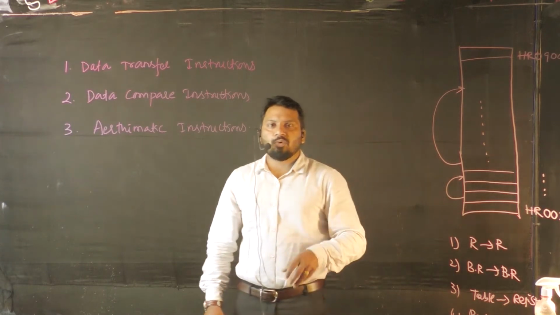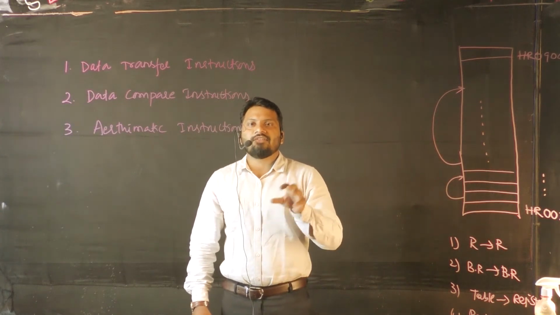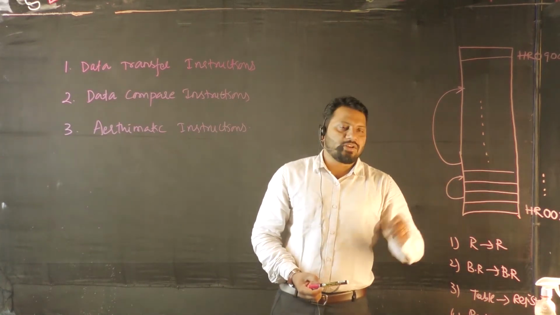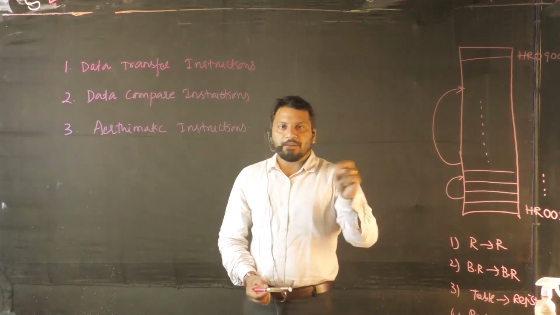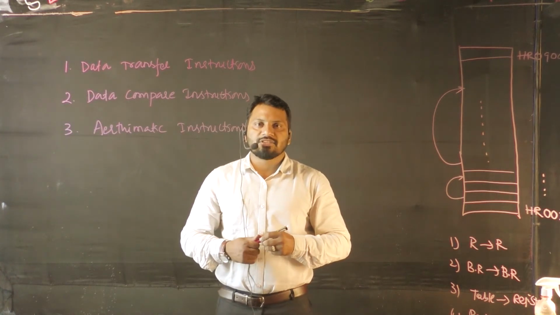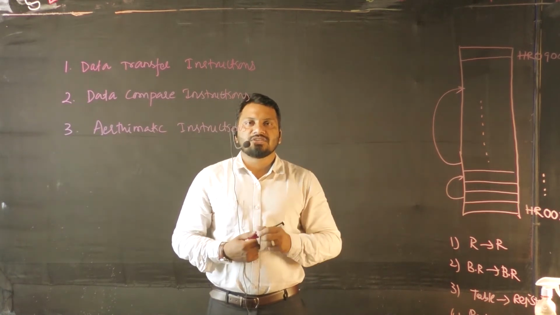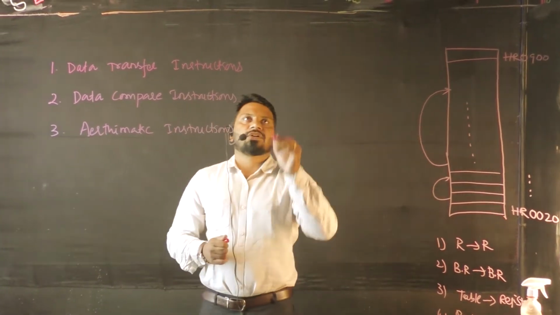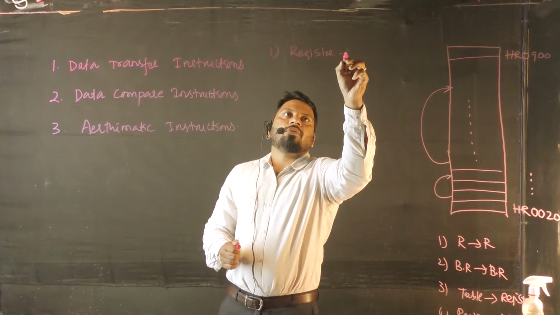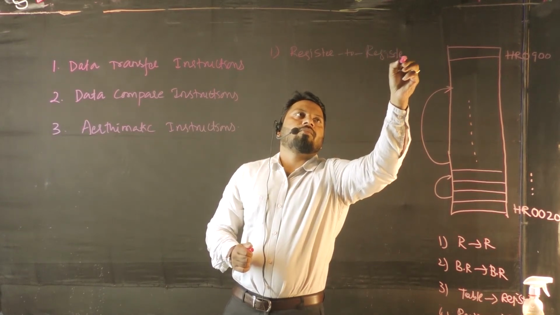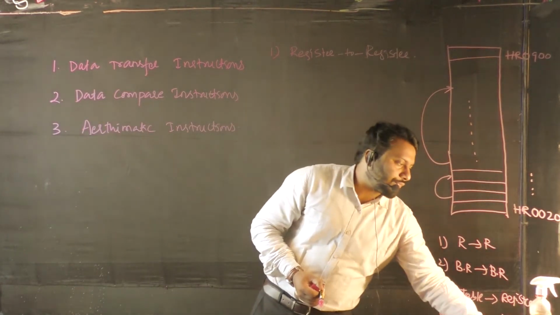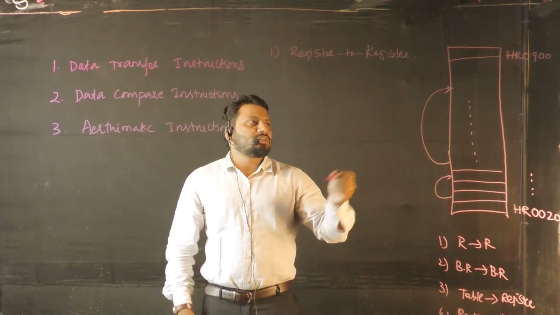To perform these 4 possible data transfers, we have instructions in the PLC. One by one we'll see how data transfer takes place from register to register. That means to transfer data from one register to another register, how the rung is going to be adjusted. That means the PLC logic is going to be adjusted. You can see here, register to register transfer.